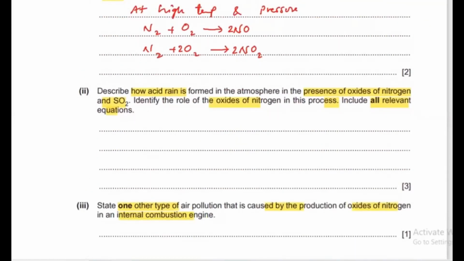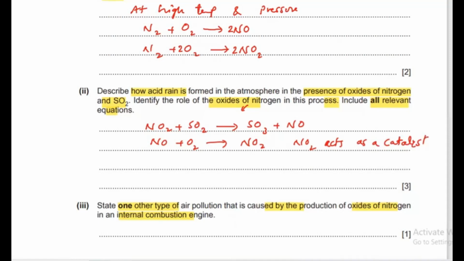Then describe how acid rain is formed in the atmosphere in the presence of oxides of nitrogen and sulfur dioxide. Identify the role of oxides of nitrogen in this process and include all equations. Of the oxides of nitrogen, NO2 especially is used as a catalyst. The reaction between NO2 and SO2 gives us SO3 plus NO, and NO reacts with oxygen to form NO2. As we are getting NO2 again, we can say that NO2 acts as a catalyst.